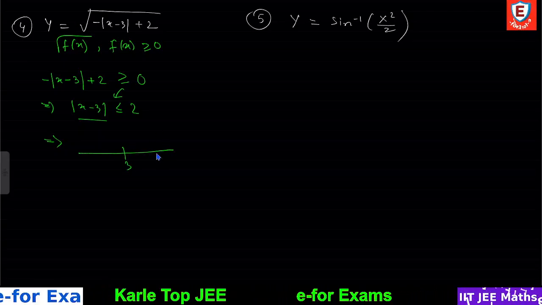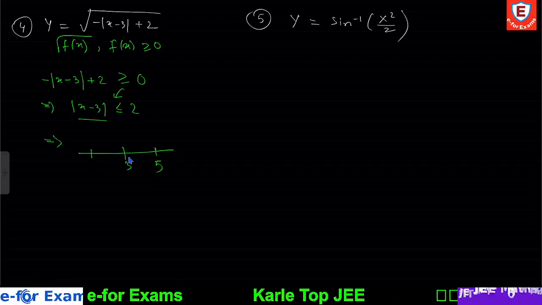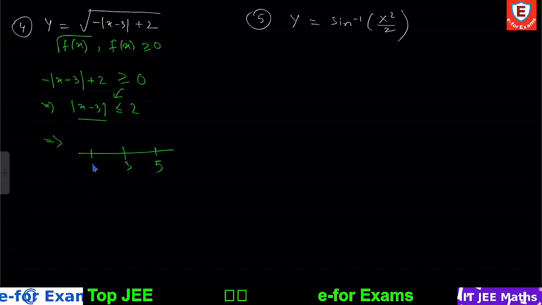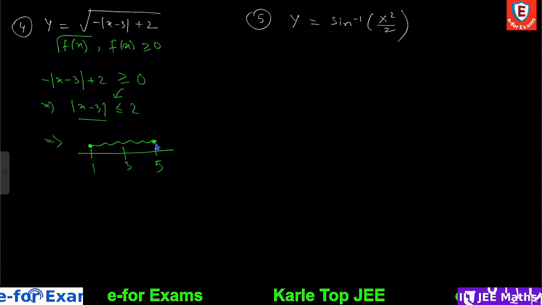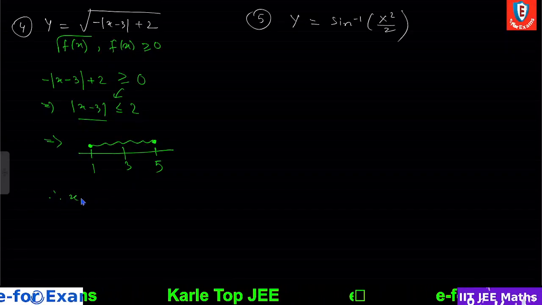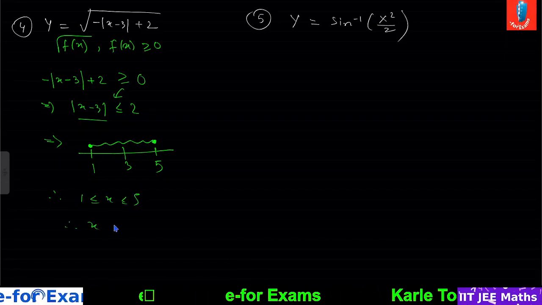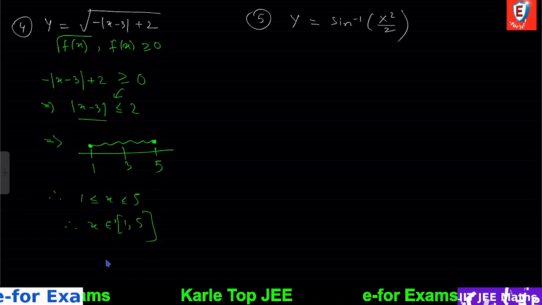From 3, go towards the right. 2 points from 3 towards the right means 5, and 2 points towards the left from 3 means 3 minus 2, which is 1. So x should lie between 1 and 5, including both ends. Therefore, 1 is less than or equal to x less than or equal to 5. Therefore, x belongs to [1, 5].